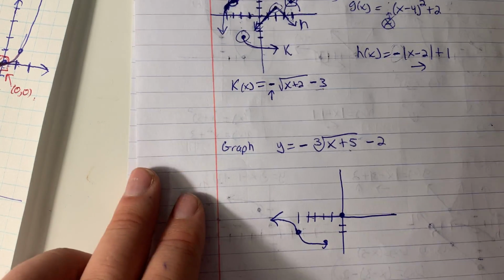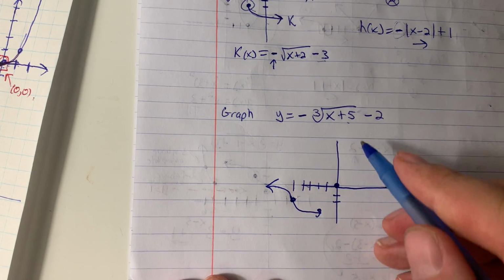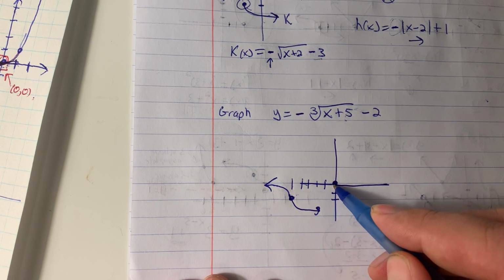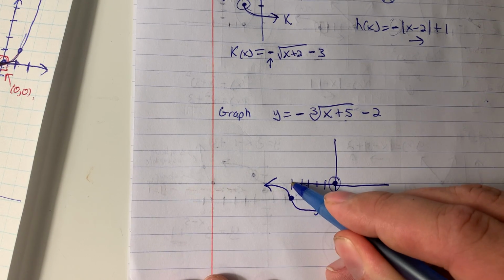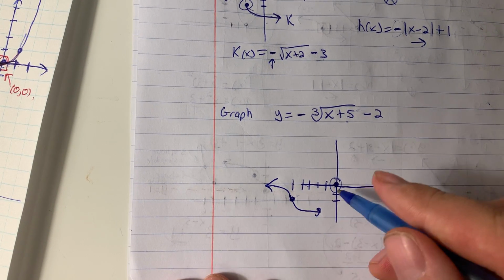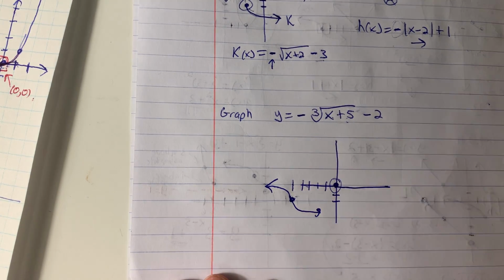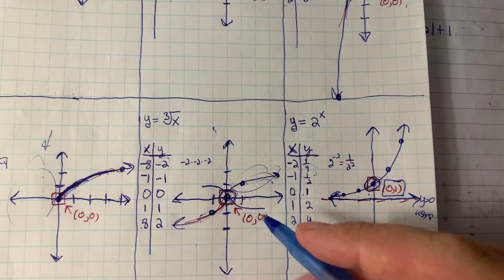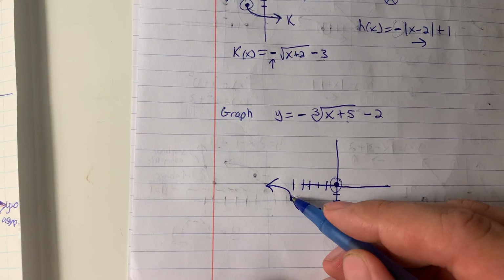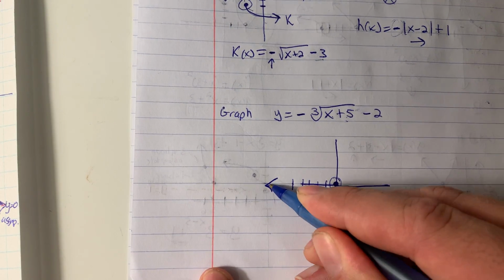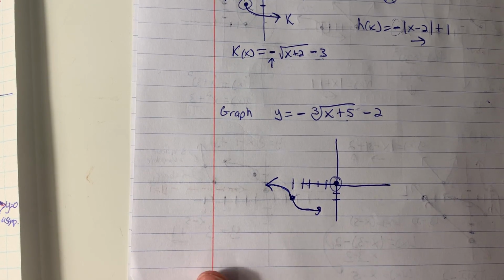Oh man, you guys couldn't see that. Oh no, I hope this wasn't all off the screen. This is 5 to the left. The inflection point is 5 to the left and 2 down. And the negative makes it, instead of looking like the normal cube root parent function, go down to the right and up to the left. And so there is your graph.